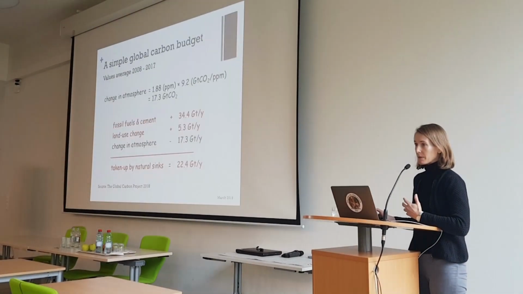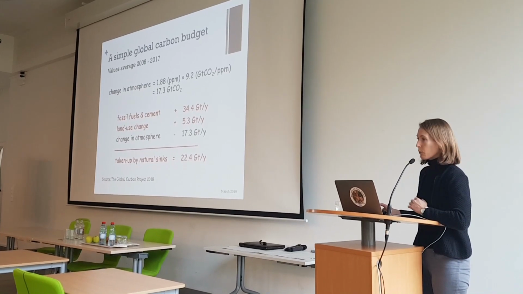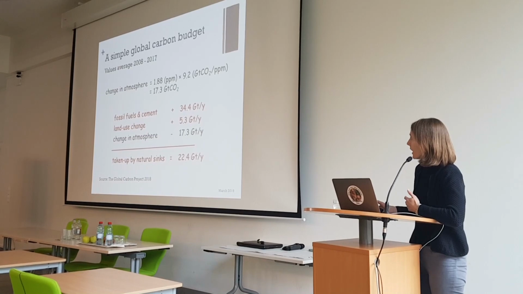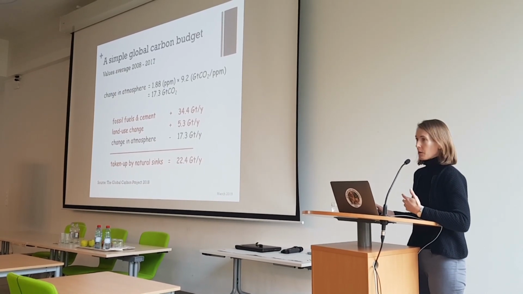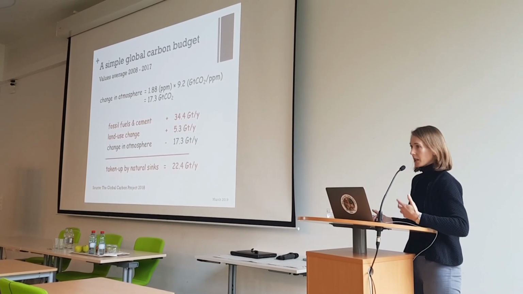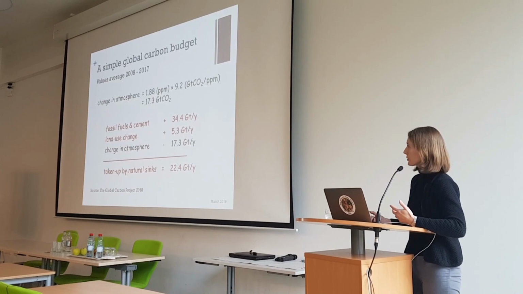So we can measure the change in the atmosphere. We measure that from all the stations around the world. And so we're about 1.9 parts per million per year is the change in the atmosphere. And we can multiply it by the mass of the atmosphere to get the mass of CO2 that changes each year. And that's about 17 gigatons of CO2.